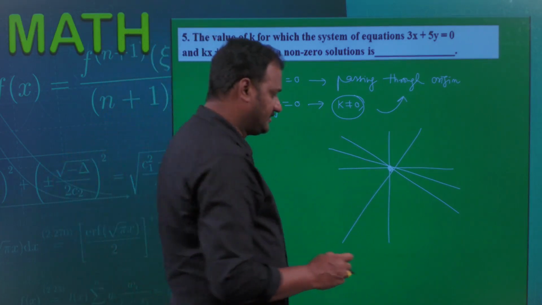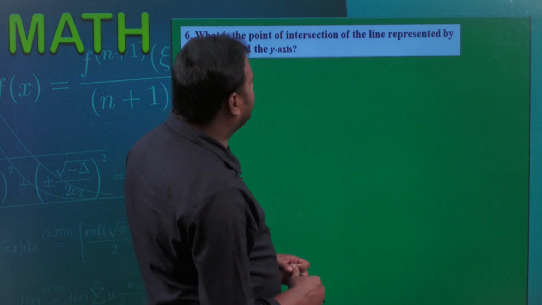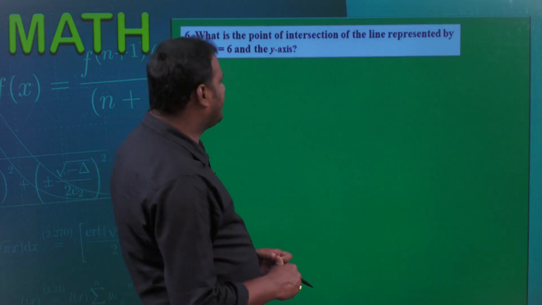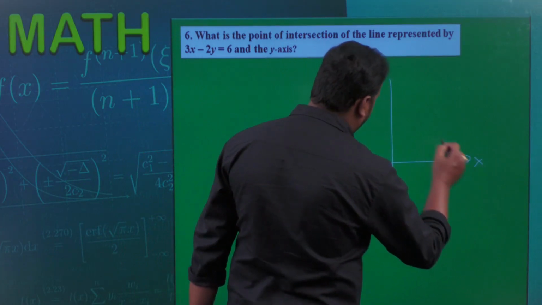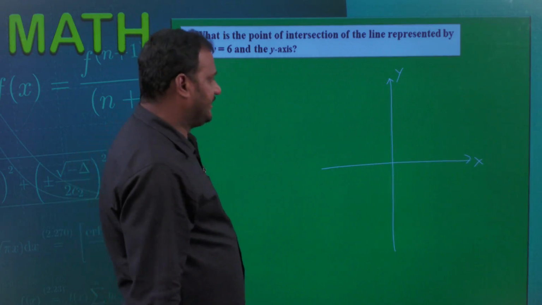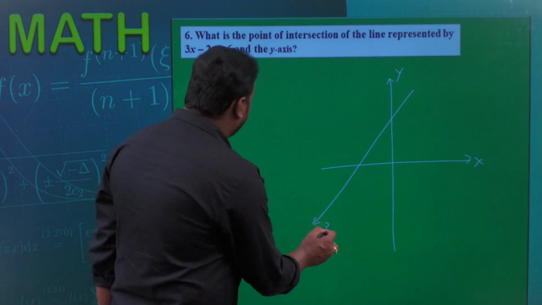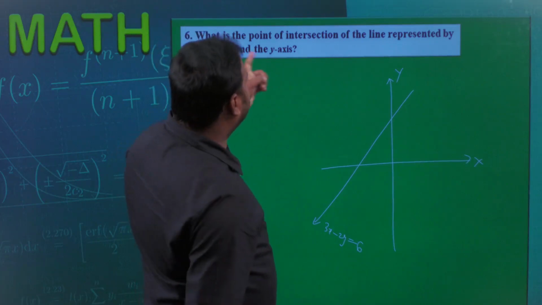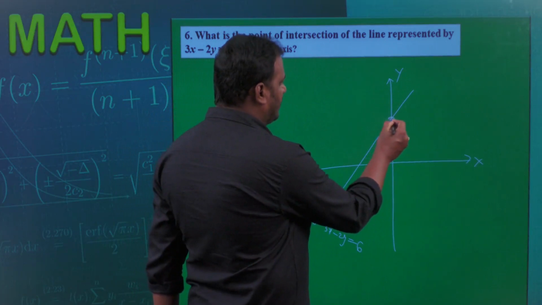Coming to the next problem: what is the point of intersection of the line represented by 3x minus 2y is equal to 6 and the y-axis? See, this is the y-axis and this is the x-axis. So 3x minus 2y is equal to 6 is a line. For example, that line would be like this. The name of the line is 3x minus 2y is equal to 6. What is the point of intersection of this line with the y-axis? This is what you want.